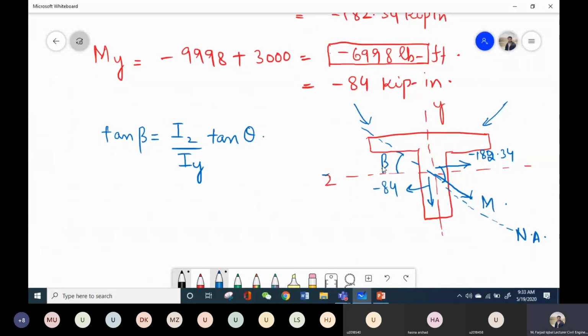Now this angle beta is the angle of the neutral axis with the horizontal that we need to calculate, and this inclination is theta. Now can anyone tell me what is this angle theta? 65.26. 65.26, or let's say I will calculate the tan theta as a whole. So tan theta will be minus 182.34. Can you show the values of Iz and Iy? What is this value?